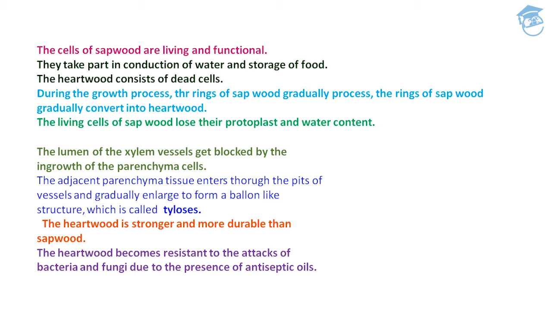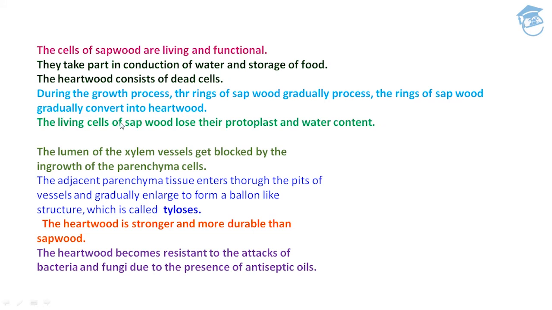The heartwood consists of dead cells. During the growth process, the rings of sapwood gradually convert into heartwood. Okay, I repeat, during the growth process, the ring of sapwood, which is also called Alburnum, gradually converts into heartwood, which is also called Duramen, which serves as commercial wood.